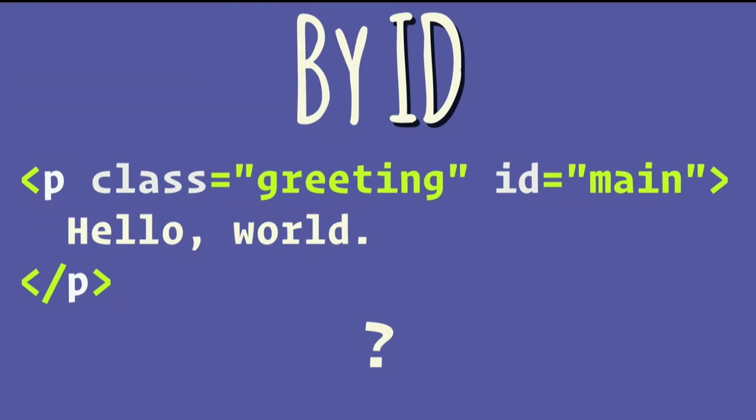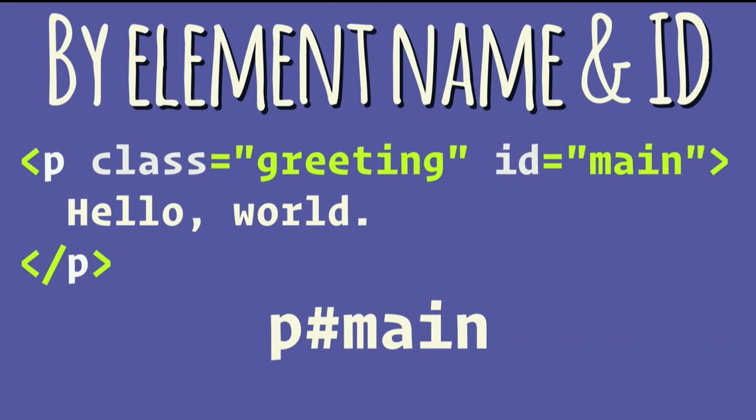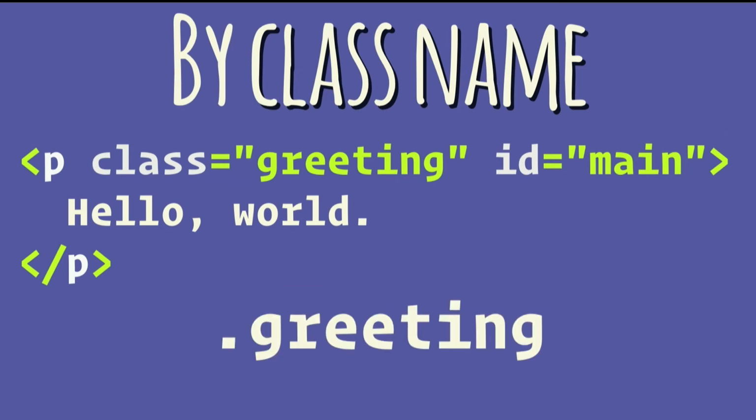What if we wanted to do it by its ID? What's that selector look like? Hash main, yeah. There we go. By element name and ID, we want to say it's a paragraph with an ID of main. What's that selector look like? P hash main, right. What about by class name? Dot greeting. Yep. And obviously you could do p.greeting as well.